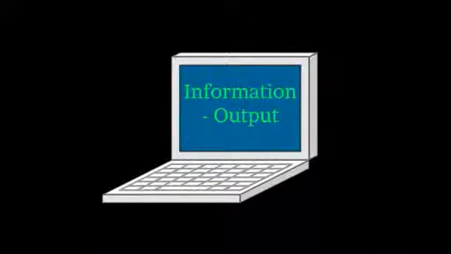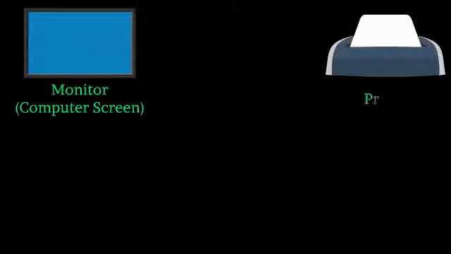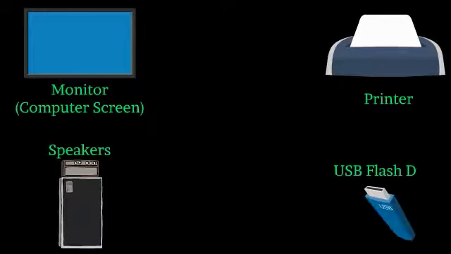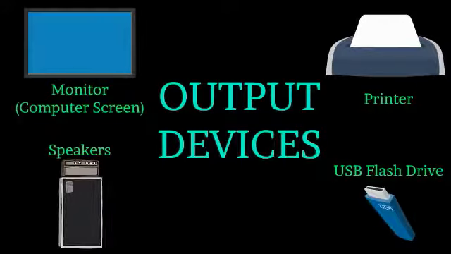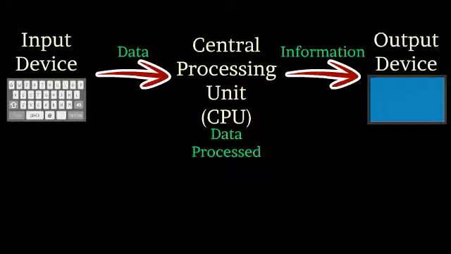This information, also known as output, can come in the form of numbers and letters on your computer screen, sound from your speakers, or even video. Devices that are used to display this output information are known as output devices. So, an input device such as a keyboard inputs raw data into the computer. The CPU processes this data into usable output information, which is then displayed using an output device such as a monitor.